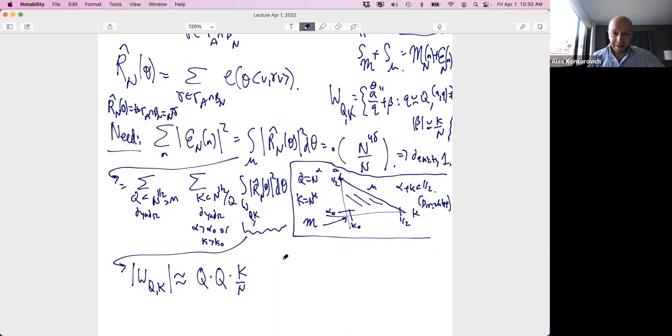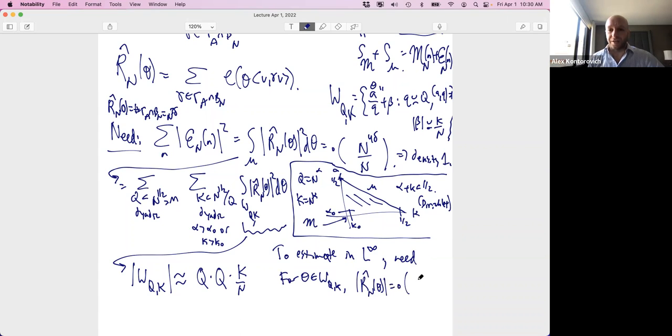So in order to estimate this sum, let's say in L infinity, meaning take the worst size of this times the length, we need, for theta in this region WQK, an estimate r hat theta to be little o of not just n to the 2 delta, which is the trivial bound, but we have to beat q squared times k.